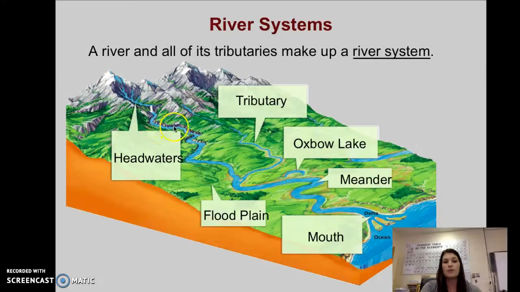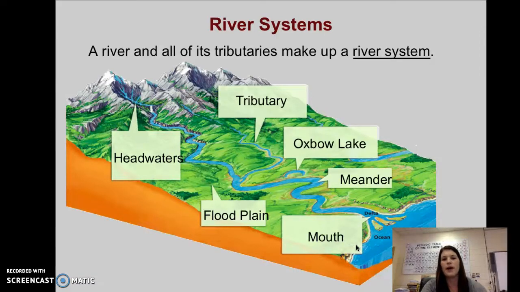Then it kind of flows and meanders back and forth or moves back and forth. So a meander is just that kind of bend that's in the river system, all the way down to the mouth of the river. The mouth of the river is where the river ends up pouring into the ocean.